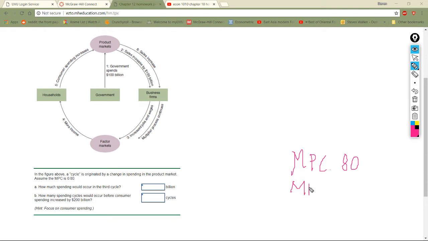Remember, it has to add up to 1. What's MPS going to be? How much are they saving? If I'm spending 80, I'm saving 20. Okay? This adds up to 1. There we go. We got 1 right there.